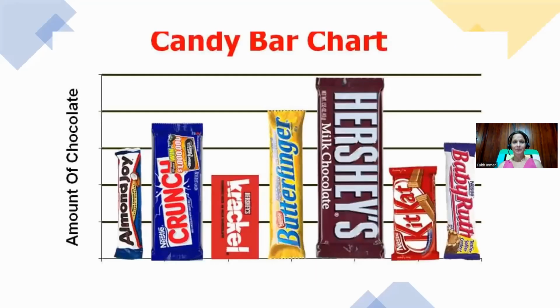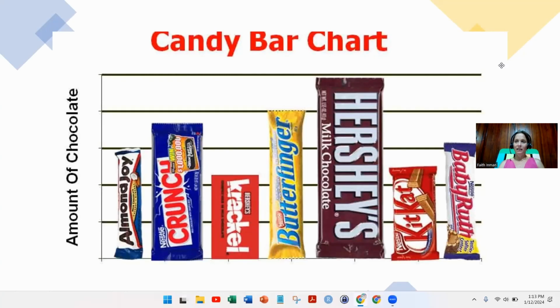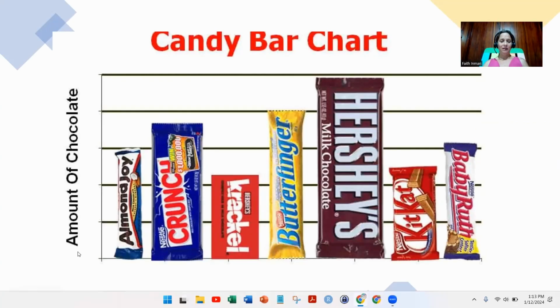Like them a lot. And there's this candy bar chart, which I really like. The candy bar chart tells us something about candy. On the x-axis, we don't have it labeled, but the picture shows us that we're talking about different types of candy bars. And on the y-axis, we have the amount of chocolate in each candy bar. And right off the bat, we can see that Hershey's milk chocolate has the most amount of chocolate in the candy bar, which to me makes it the best candy bar chart.